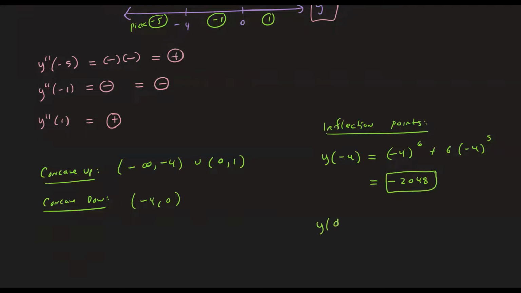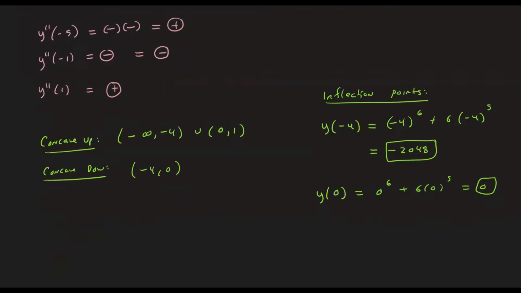And the second inflection point is at 0. When I do this, I simply get 0. So that's easy to compute. So there will be inflection points at these coordinates. Now let's put all of this together in a graph.